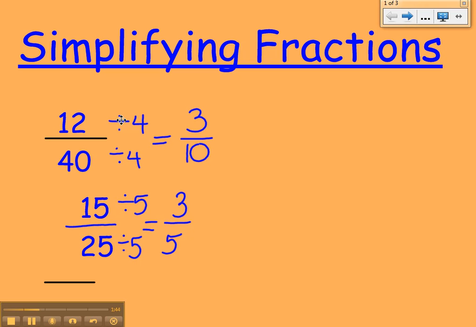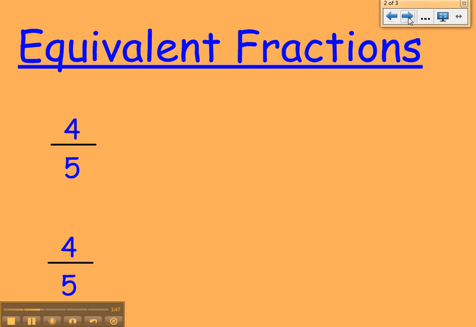We also talked in school about how to find an equivalent fraction. Equivalent fractions are great because you get to pick any number you want to multiply by. You can pick your favorite number, you can pick an easy number. As long as you multiply the top and bottom by the same number, you'll find an equivalent fraction.